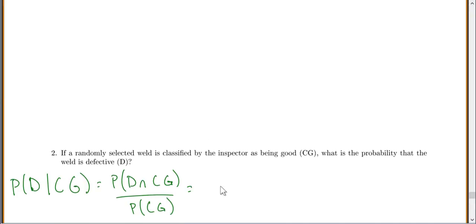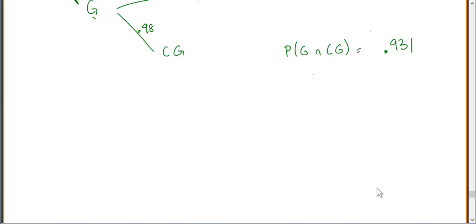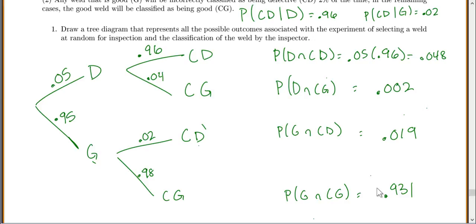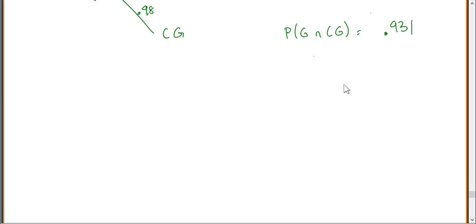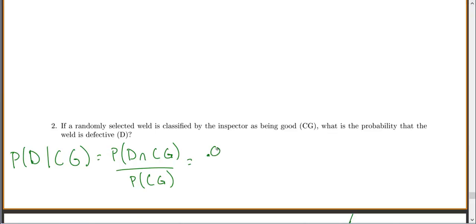Okay. So now we come back up. We need to find D and CG, or D intersect with CG. That would be this one right here. D intersect with CG is 0.002. But this is why we like tree diagrams, because nowhere in the problem did it tell you the probability of it being classified as good. You would have had to think really hard and do a bunch of tricky things to figure this out. But with our tree diagrams, it's easy.